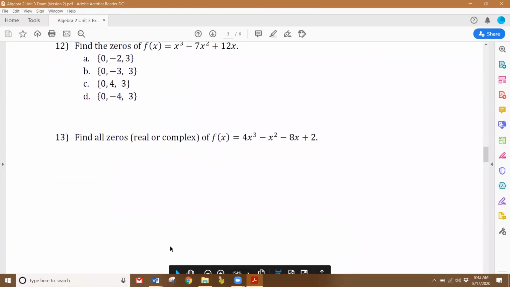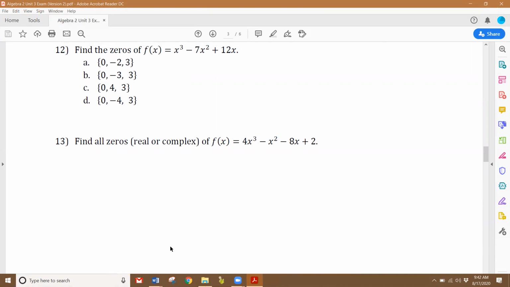Question number 12 tells us to find all the zeros of f of x equals x to the third minus 7x squared plus 12x. So we've got 3 terms there. If we're finding the zeros, it's highly likely that we're going to have to factor. So if I have to factor this, what do you notice about all 3 terms? So they all have a greatest common factor of x, so we're taking out the greatest common factor of x to start off.